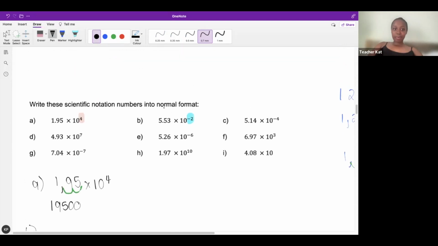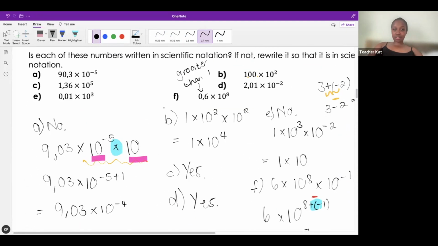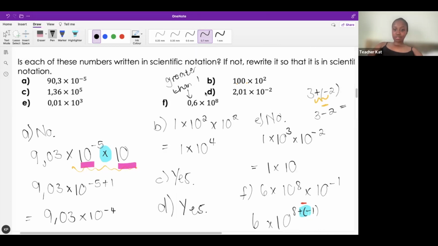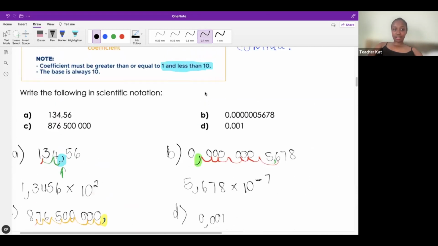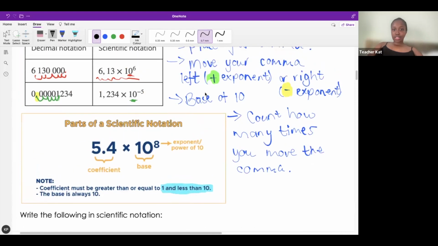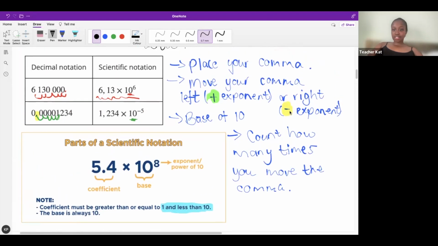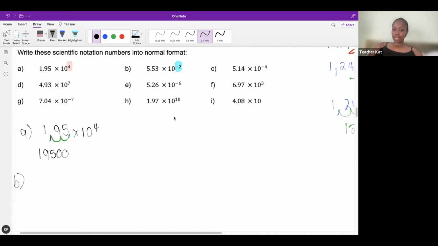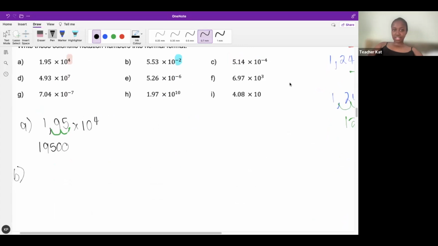Left, guys. Remember, initially with negative exponents, where were we going? Let me show you guys. With negative exponents, we were going right. So if we're doing the opposite now, negative exponents means we're going left.